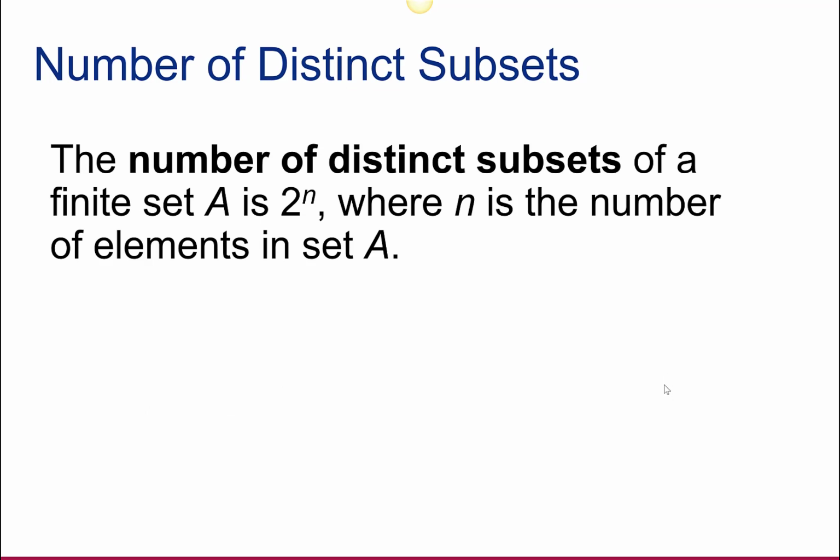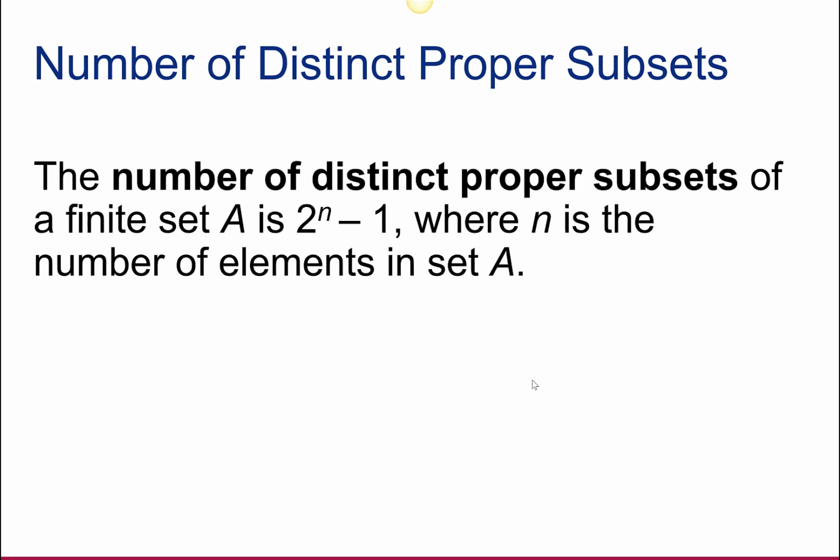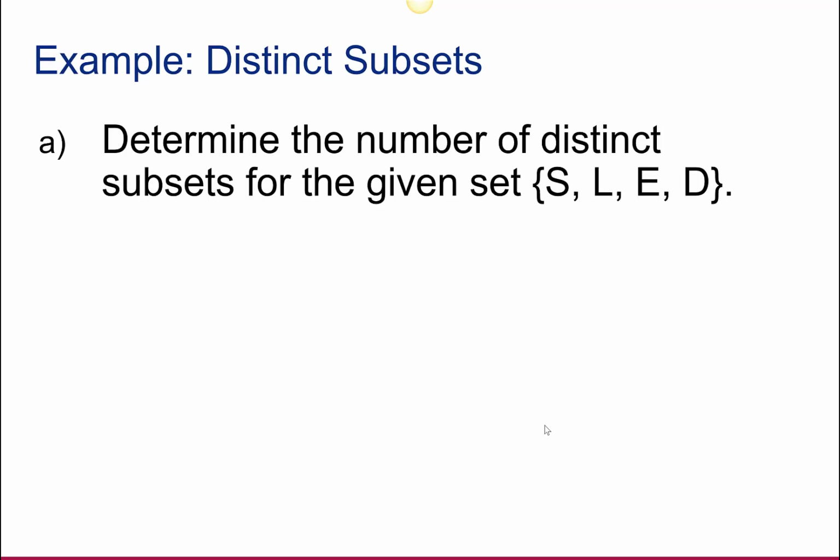The number of distinct subsets of a finite set A is 2 to the n, where n is the number of elements in set A. The number of distinct proper subsets is given by 2 to the n minus 1, where n again is the number of elements in set A. The set itself is not a proper subset.